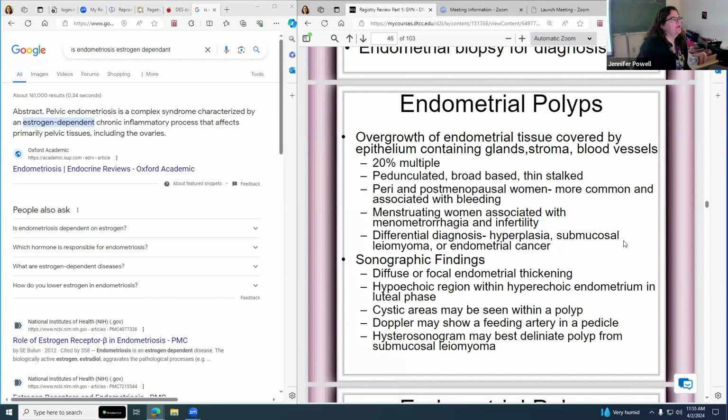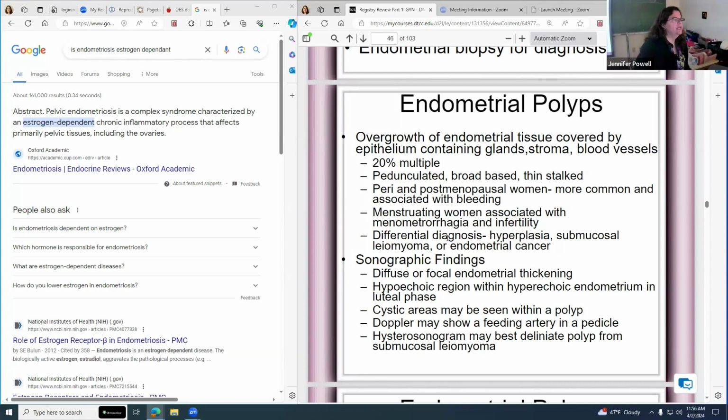You can be peri or postmenopausal, and it's more commonly associated with bleeding in these women, peri and postmenopausal women. Menstruating women are associated with menometrorrhagia, which is heavy bleeding, and infertility. So polyps can cause very heavy bleeding.